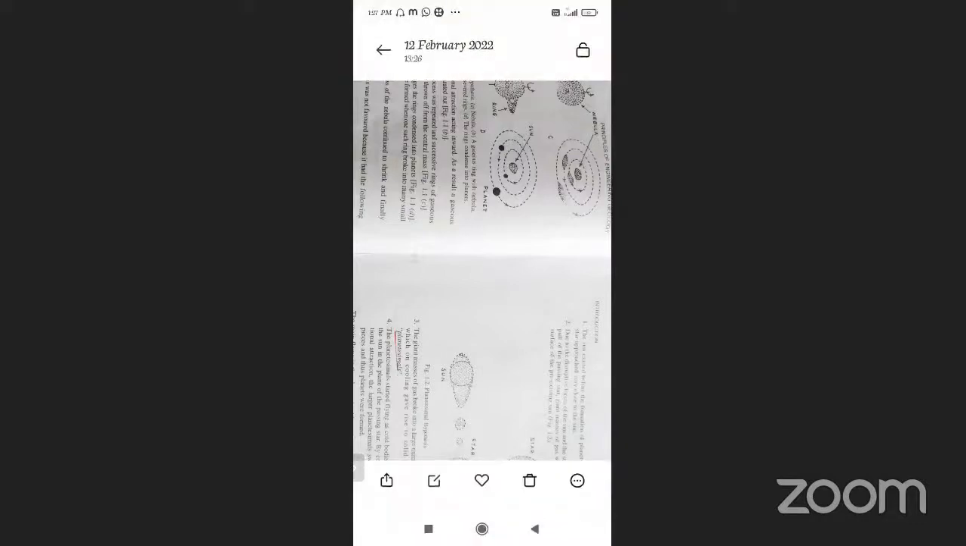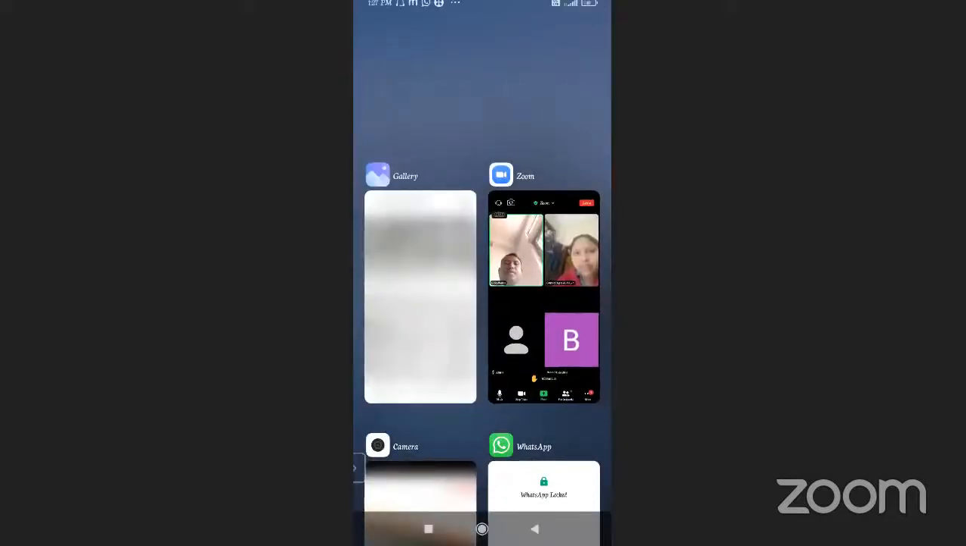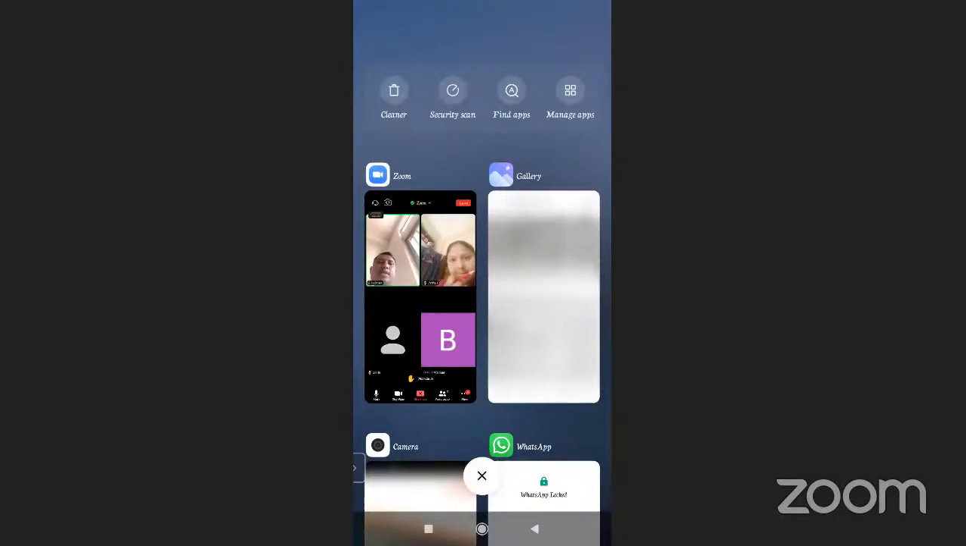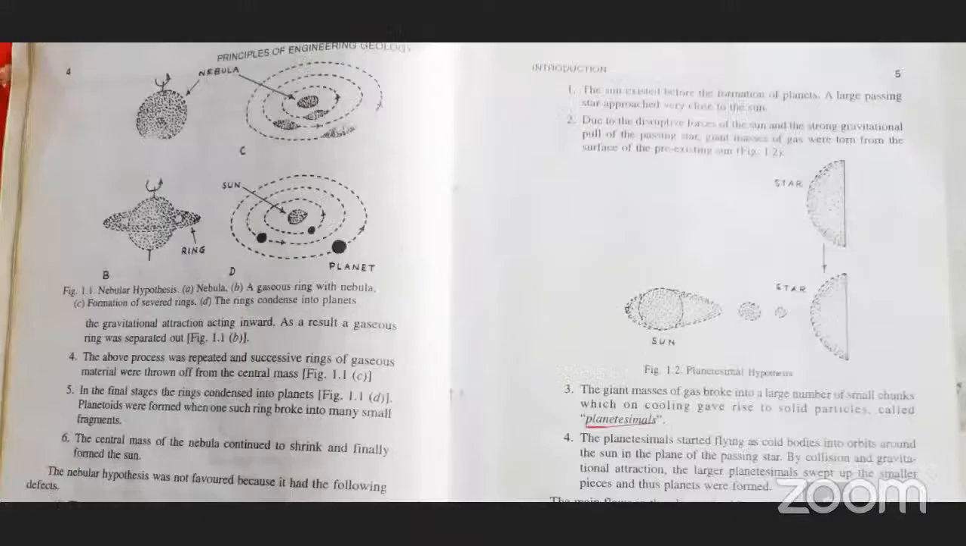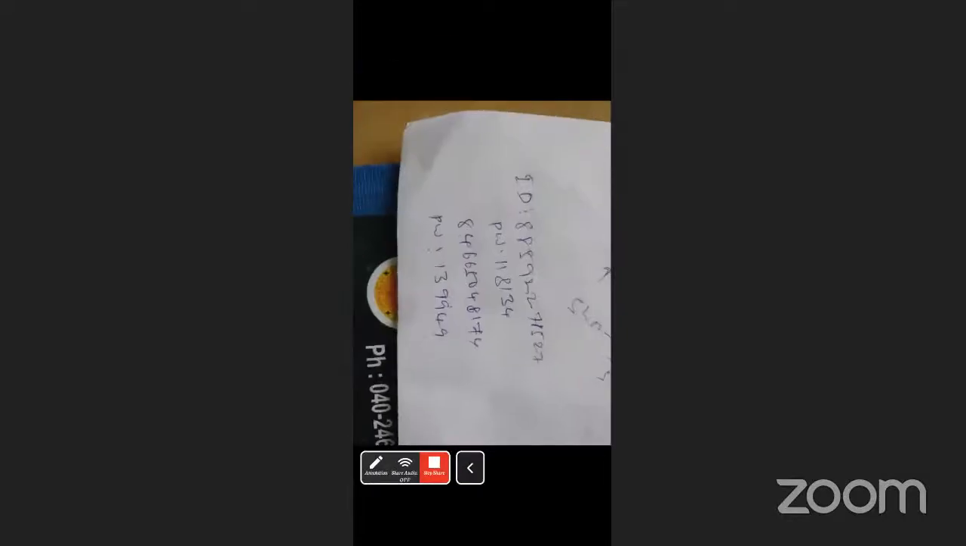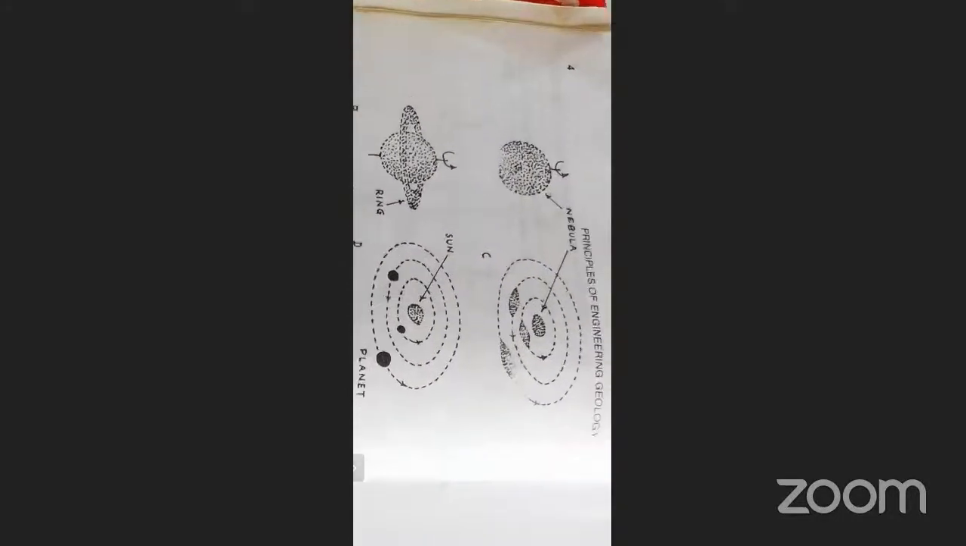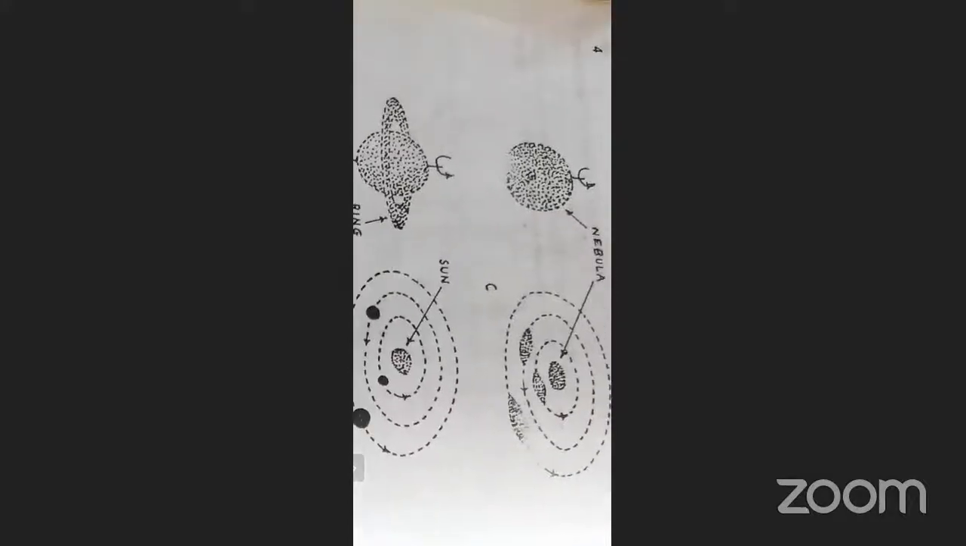Okay, figure 1.1 is showing the nebular hypothesis, how the nebula in a gaseous ring forms, with all the formations, the rings, and the ring condensed into planets. This very clearly shows the different distinguished materials. I will say this is a cloudy disc-shaped material. This is the first one where I am focusing. Yes, this is the nebula.